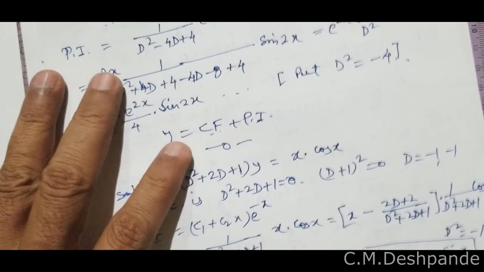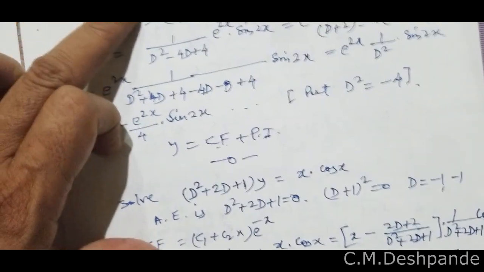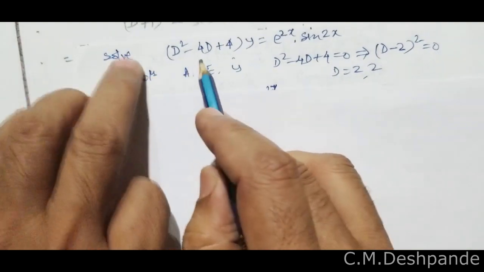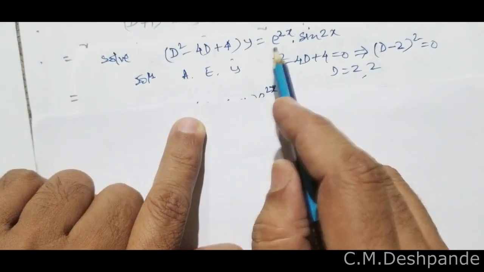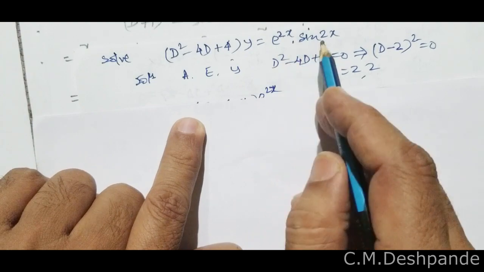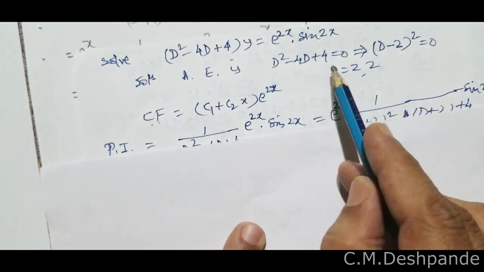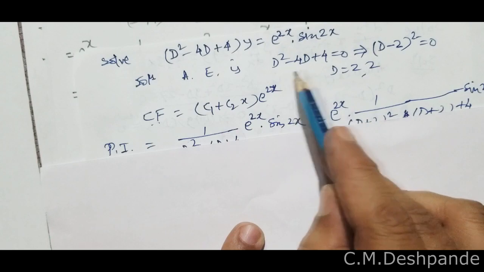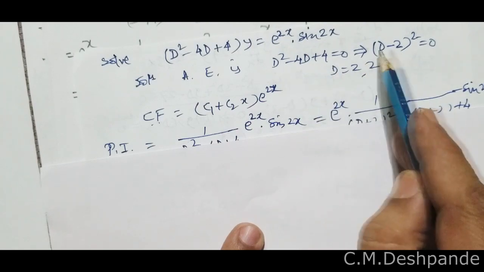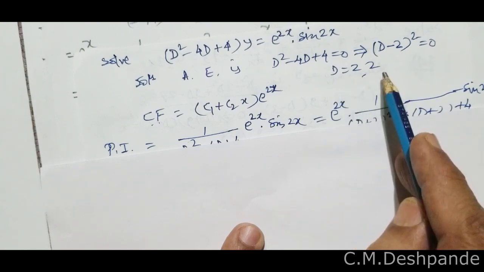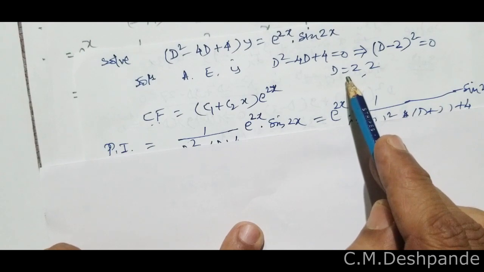Now take first example: D square minus 4D plus 4 operating on y equal to e raised to 2x into sine of 2x. Then the auxiliary equation is D square minus 4D plus 4 equal to 0. And this is the square of D minus 2. So D minus 2 whole square equal to 0 gives two values of D equal to 2 and D equal to 2. These are real and repeated values of D.